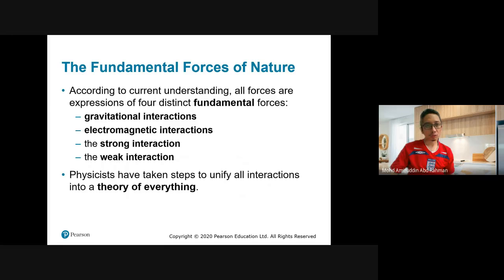All right, so the fundamental forces of nature. According to the current understanding, all forces are expressions of four distinct fundamental forces. This is a summary of what we learned: the gravitational interactions, the electromagnetic interactions, the strong interaction and the weak interaction. Physicists have taken steps to unify all interactions into a theory of everything. So that is a theory of everything.